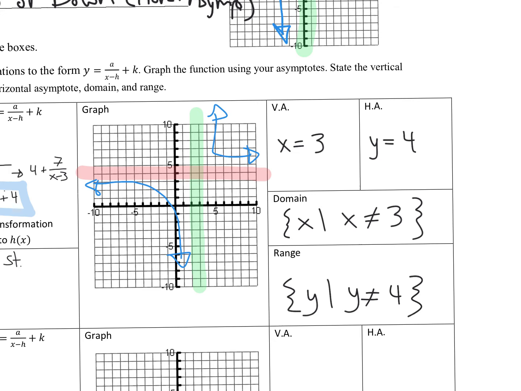Okay? And the reason for that, remember, is due to the asymptotes. Remember, asymptotes are things you can get extremely close to, but you can never cross or touch. And so that's what we say there.